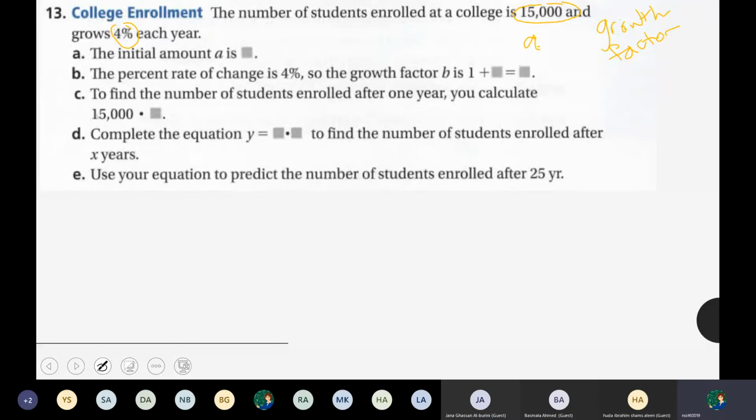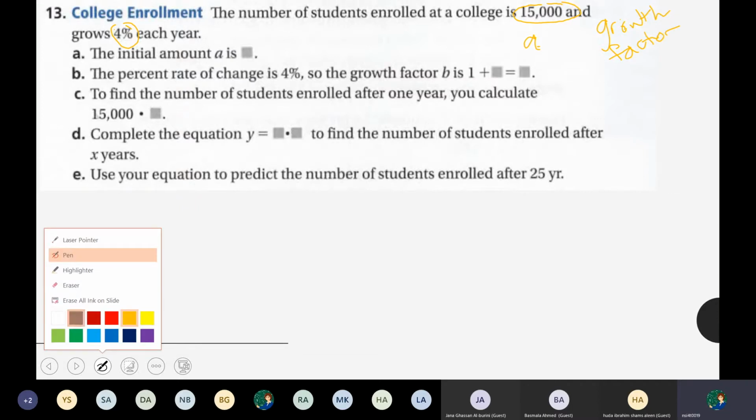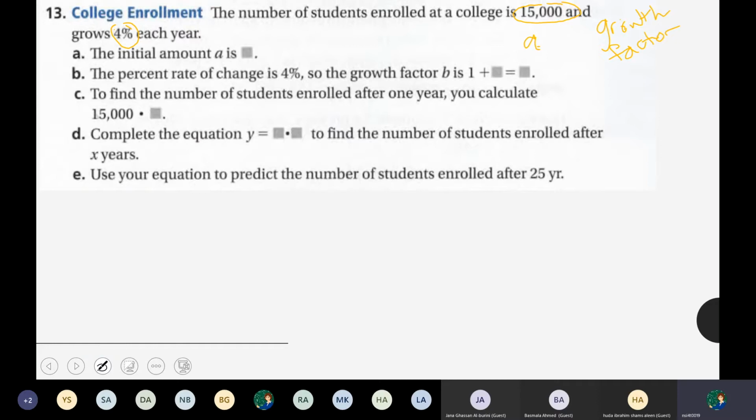Now, in number 13 here, the number of students enrolled at a college is 15,000. So the initial amount A is 15,000. The percent rate of change is 4%. And it's a growth, so I'm talking about a growth factor. So I will add 1 to what? To 4%. Here I just fill the blanks. 4%. Now 0.04, it is 4 over 100.